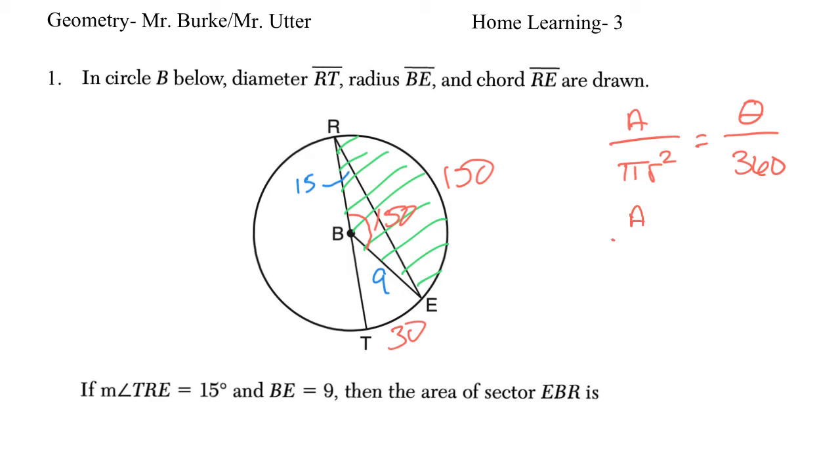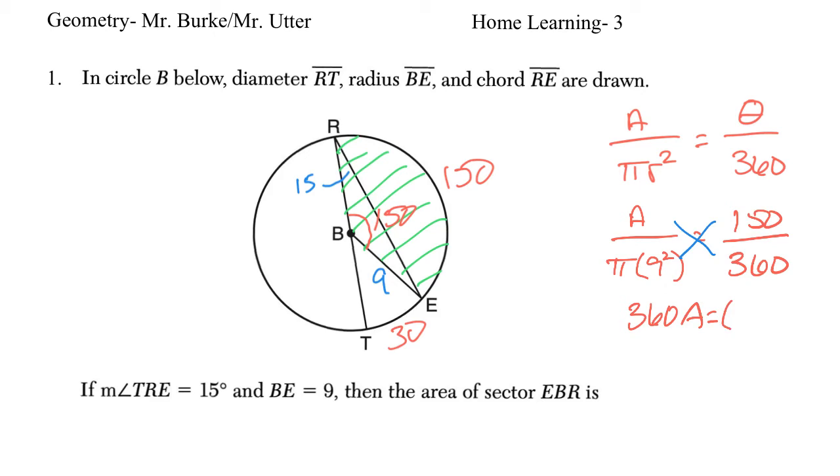I still don't know my A, but I know my pi, and this is going to be times my radius squared, or 9 squared, equal to my theta, which is 150 over 360. So from here, all we're going to do is just cross multiply and solve. So the A times the 360, that's just 360A, is equal to, I'm going to take the 150 and multiply it by 9 squared, which is 81. So this is 81 pi.